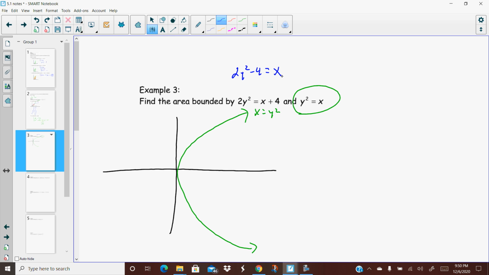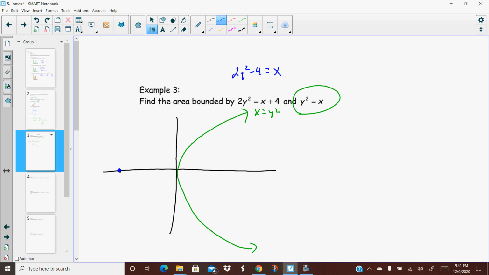All right, so the minus 4 part in normal shifting would mean you would move something down 4 units. In this case, because we're doing it in terms of x, we're going to move it left 4 units because, again, left is the negative direction, right is the positive direction. So our parabola is going to start 4 units to the left. That's where the vertex is going to be over there.